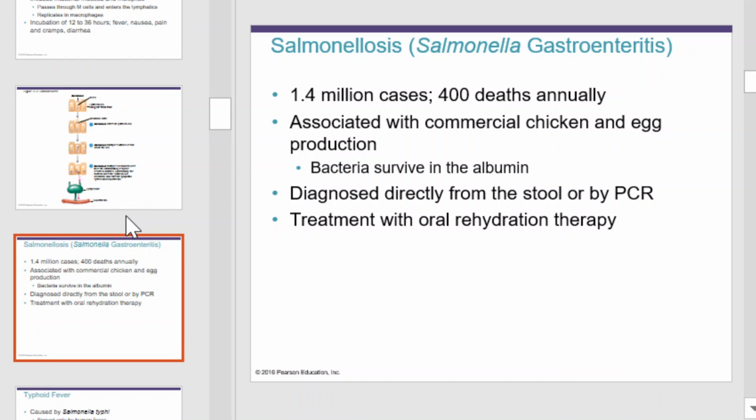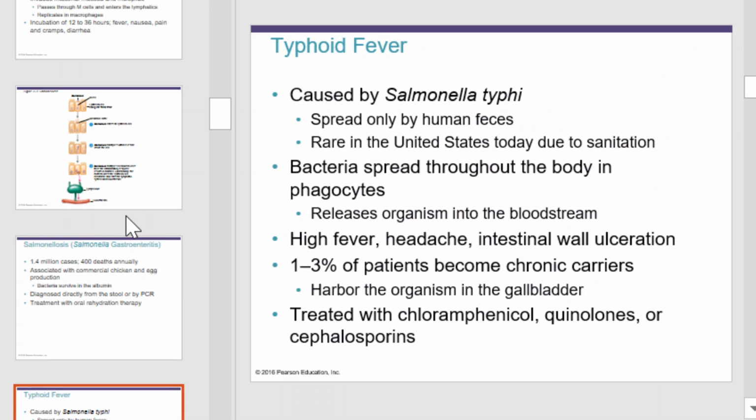Salmonella causes 1.4 million cases of food poisoning annually and 400 deaths. It's associated with commercial chicken and egg production. The bacteria can survive in raw eggs in the albumin. It can be diagnosed directly from the stool or by PCR and treated with oral rehydration therapy.